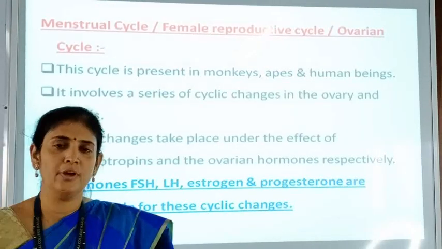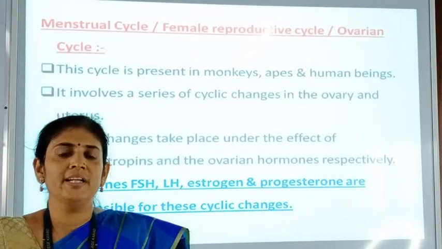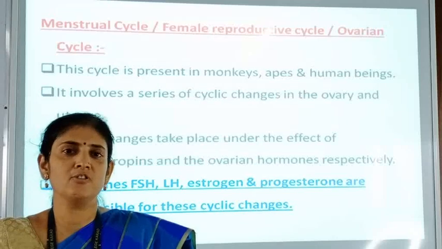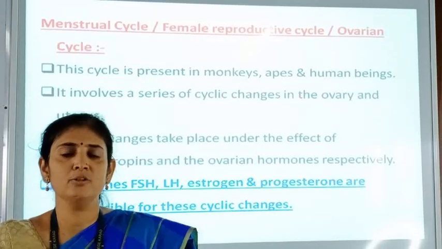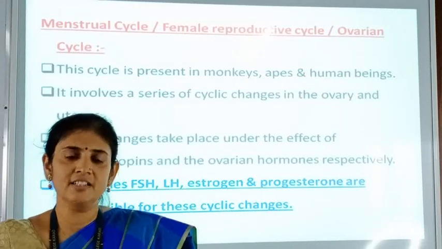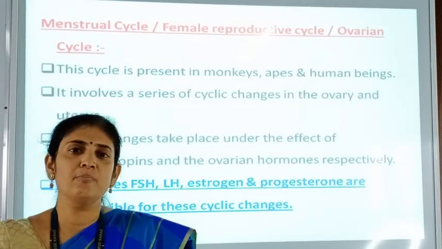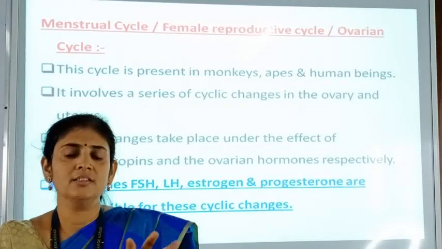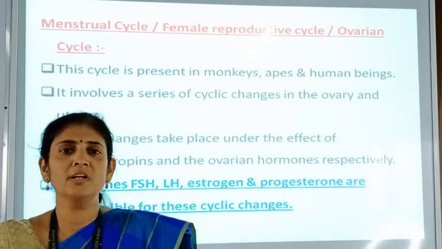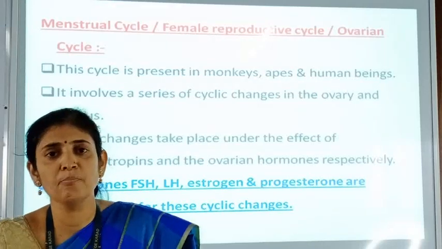Last lecture we completed the human female reproductive system, and in that we studied different parts related to external genitalia, internal genitalia, structure and development of ovary and histology of ovary. So all the points related to the human female reproductive system we have completed.